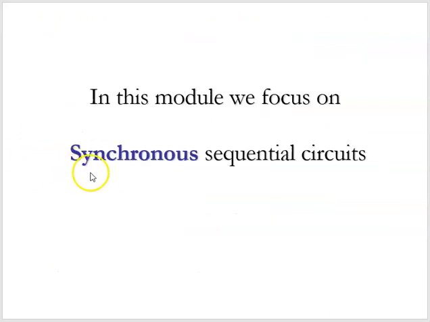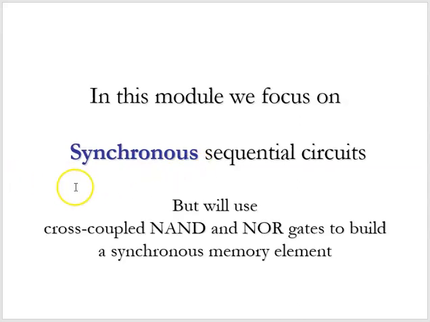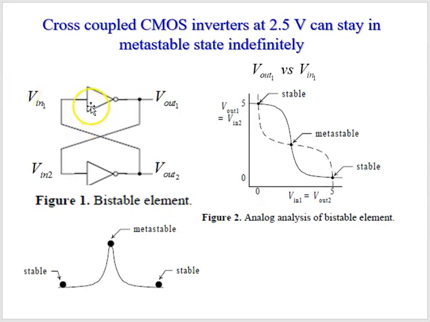So again, in this module we're going to focus on synchronous sequential circuits, but we will use cross-coupled NAND and NOR gates instead of cross-coupled inverters to build our synchronous memory element. The concept of cross-coupled inverters is perhaps easiest to understand because we know a 1 has an output of 0 and a 0 an output of 1. We'll take this concept and look at NANDs and NORs to build a memory element.